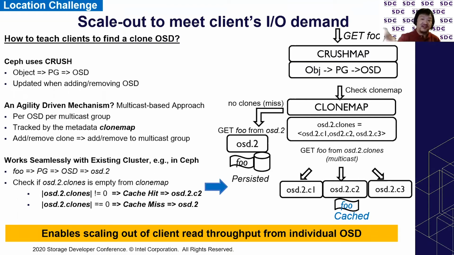In this particular example on the right side of the picture, you can see it basically checks whether the OSD clone is in the clone map, and if it is there, then it's a hit, or if not, it's a miss. In summary, this enables scaling out of client read throughput from an individual OSD, which achieves the purpose of addressing the location challenge, particularly meeting the client's IO demand.